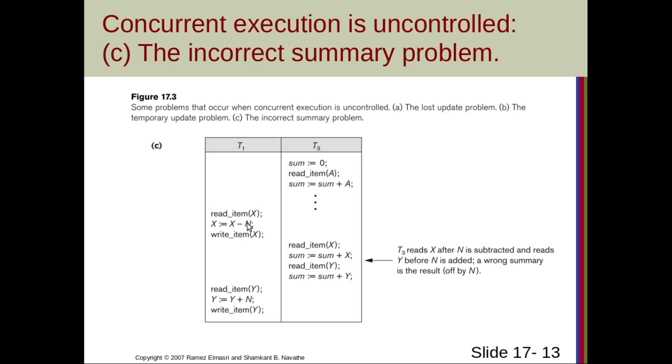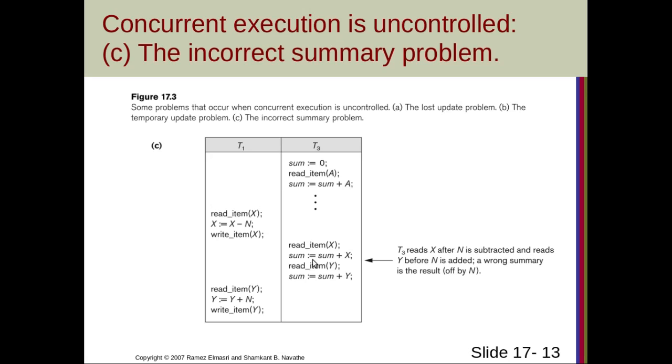Actually, T1 should do this as a whole, as a single unit. That means updating the value of x as well as y has to be done as a single unit, and after that T3 has to read the value of x and y. Here the value of y it has read is an incorrect value. That is called the incorrect summary problem.